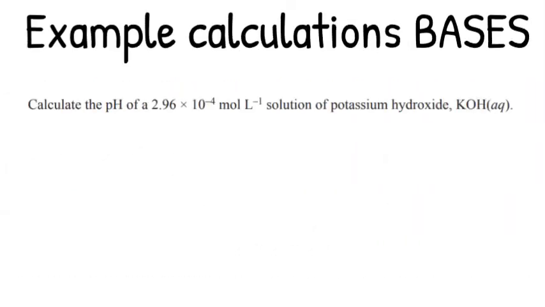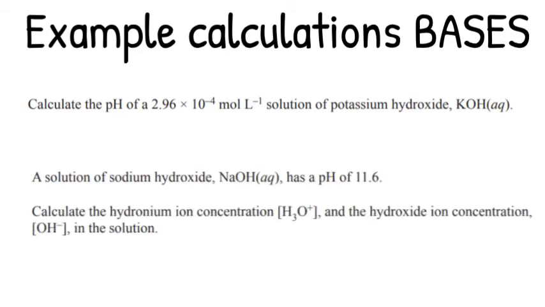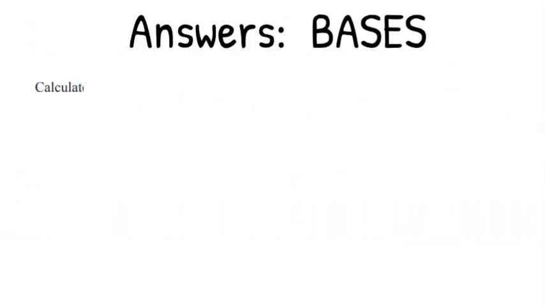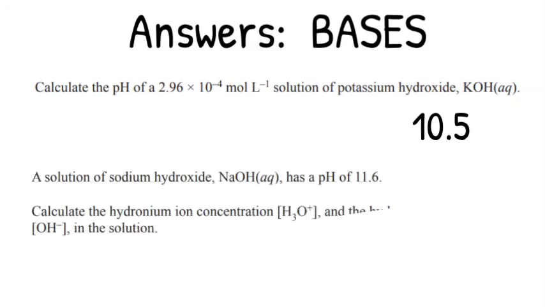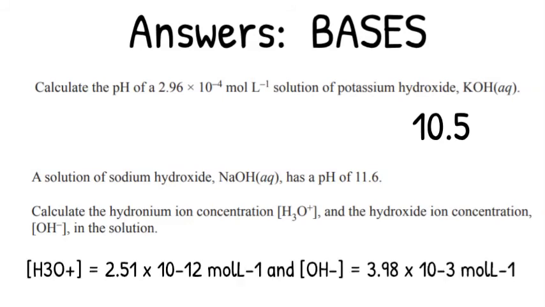And now for base practice. Have a look at these two questions, pause the video at the end, and see if you can answer them both. Okay, let's take a look at those answers now. The answer to the first question, calculate the pH of a basic solution, ends up being 10.5, a reasonable answer for a base. The second question asked us to calculate both the hydronium and the hydroxide. Remember, it's a basic solution, so we'd expect the OH- to be greater than the H3O+. In this case, it is. Don't forget 3 sig figs and your units.